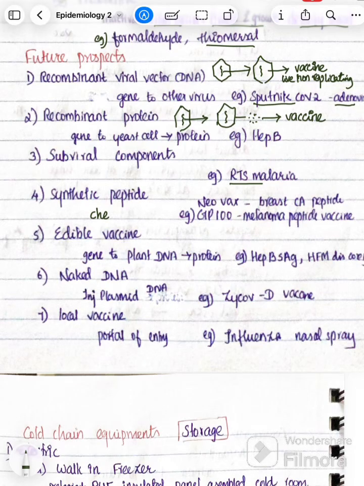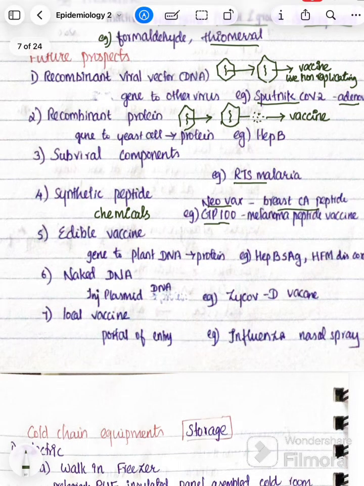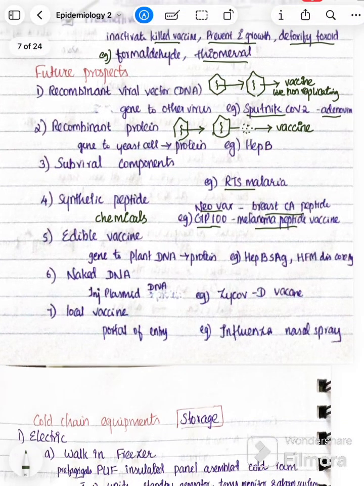Now synthetic peptide. Using chemicals, they are going to make the antigen. So example, we have Neovax, that is for breast cancer. GP100, that is melanoma peptide vaccine.